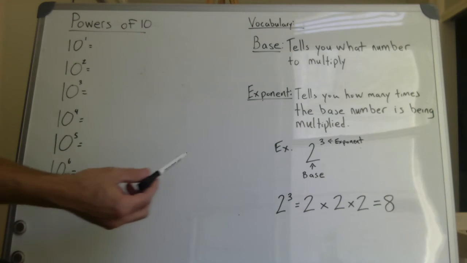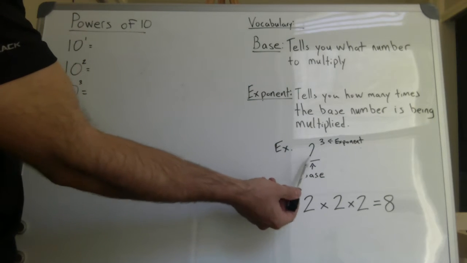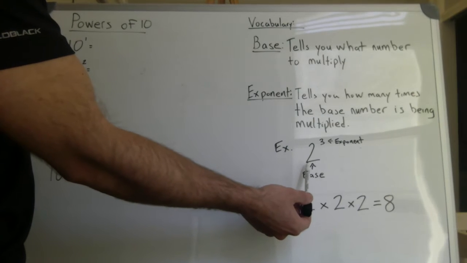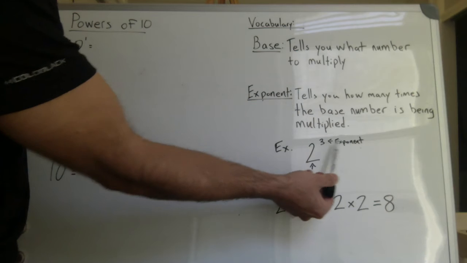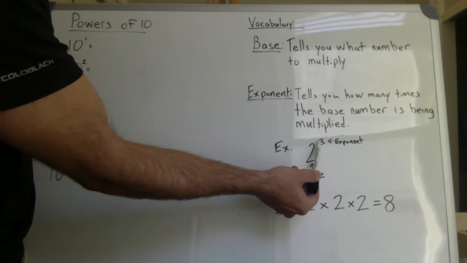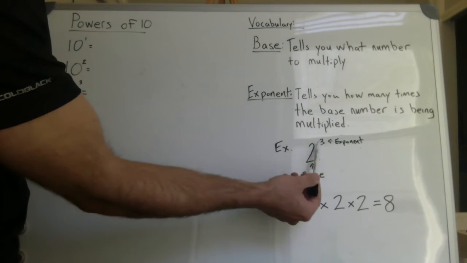So let's take a look at an example. Here's the base. The base is the larger number when it's written. The base is the number that's going to be multiplied. And the exponent is the number that's written small, just above the number. And it tells you how many times.